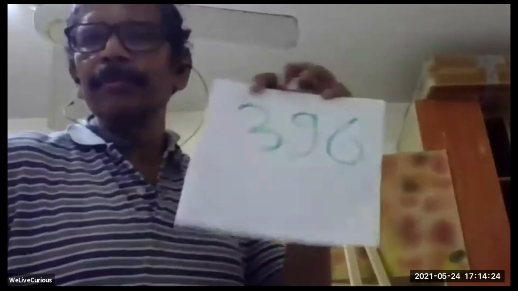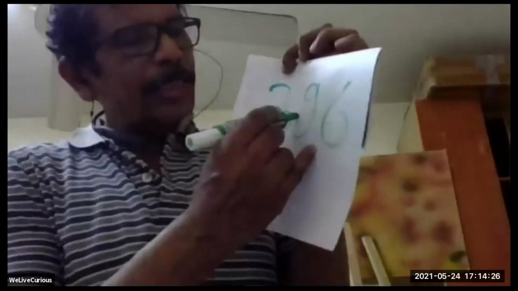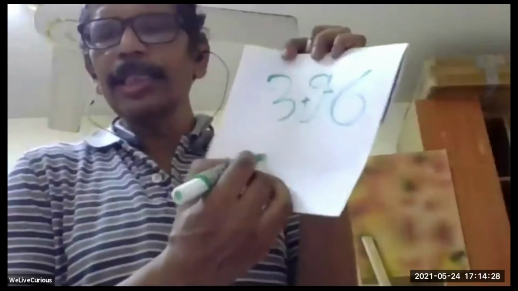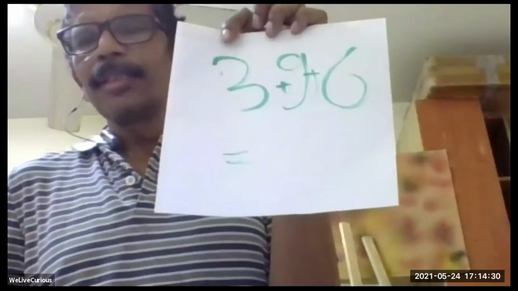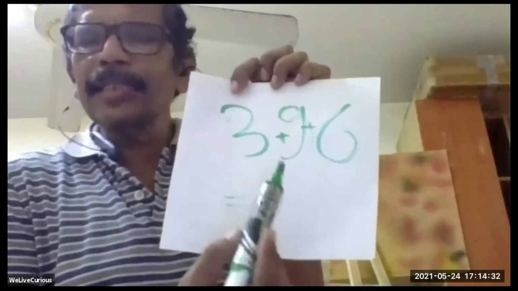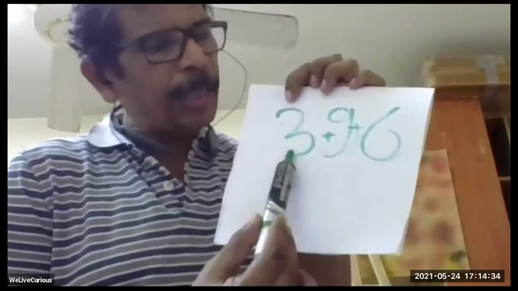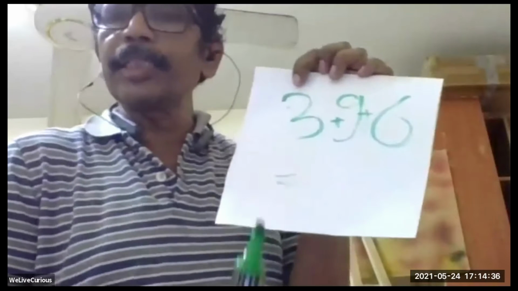So this answer you get, 396. Okay? Add these digits. What is the answer? If you take a digit sum, you know we have discussed digit sum, add these digits. 3 plus 9 plus 6 is 18.